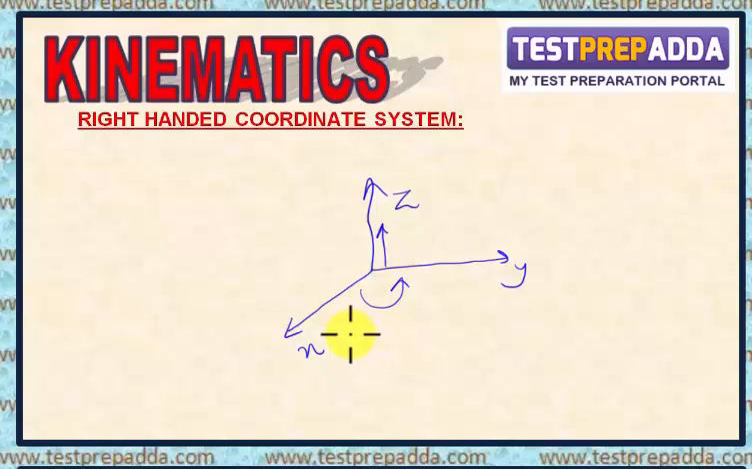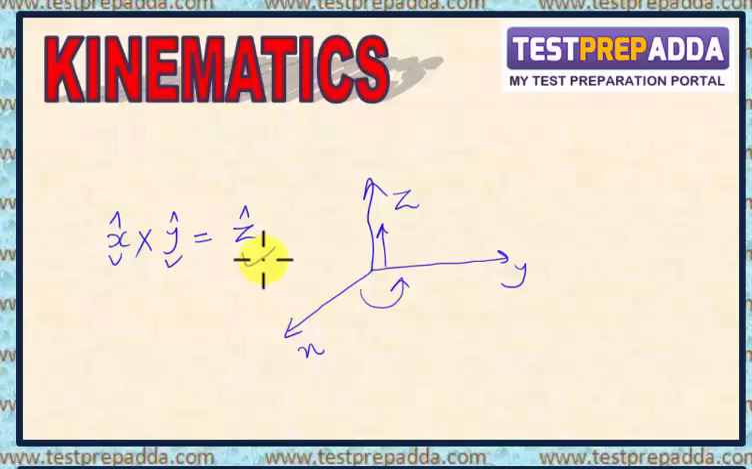If you want to check mathematically, you must have done cross product in the vectors. So if you want to check whether the given coordinate system is right-handed coordinate system or not, you find x cap cross y cap, and that should come as z cap. Unit vector x cross product with unit vector y, and you should get unit vector z. Got the idea? This is right-handed coordinate system.